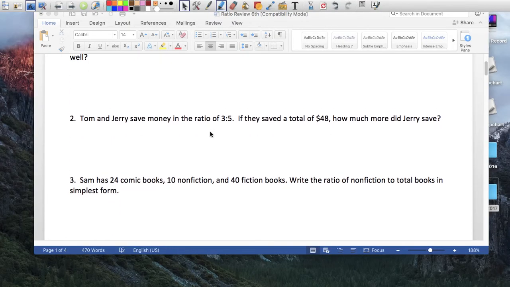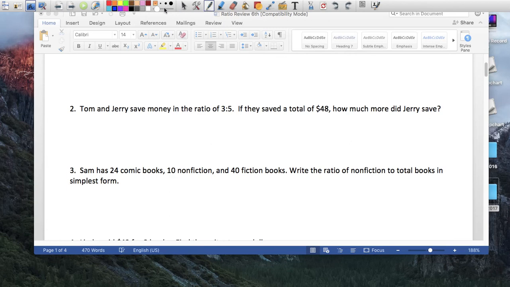Tom and Jerry saved money in the ratio of 3 to 5. The total is 48. How much did Jerry save? Well, I guess we can use part-part-total here too. So write Tom, Jerry, and their money saved, the total. So when Tom saves 3, Jerry saves 5, for a total of 8. But when they save a combined total of 48, how much did Tom save and how much did Jerry save?